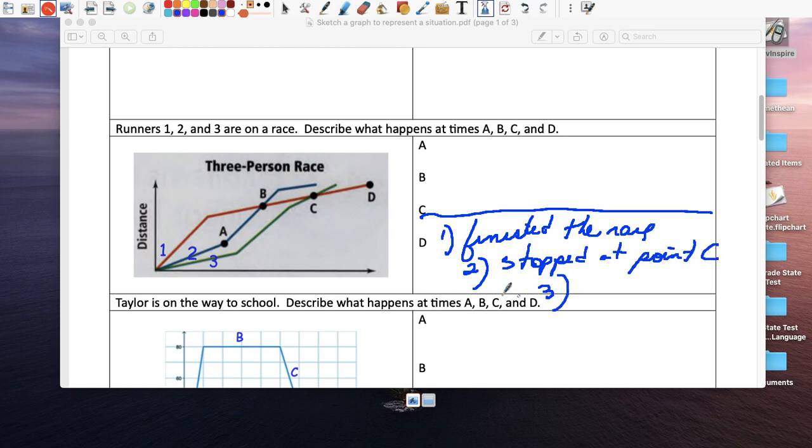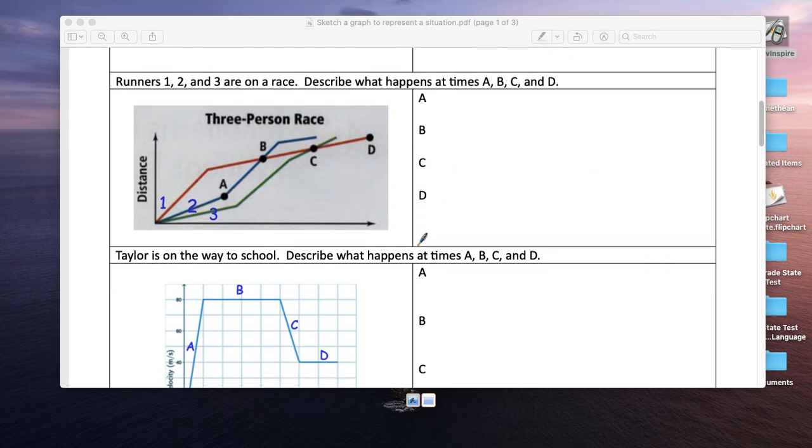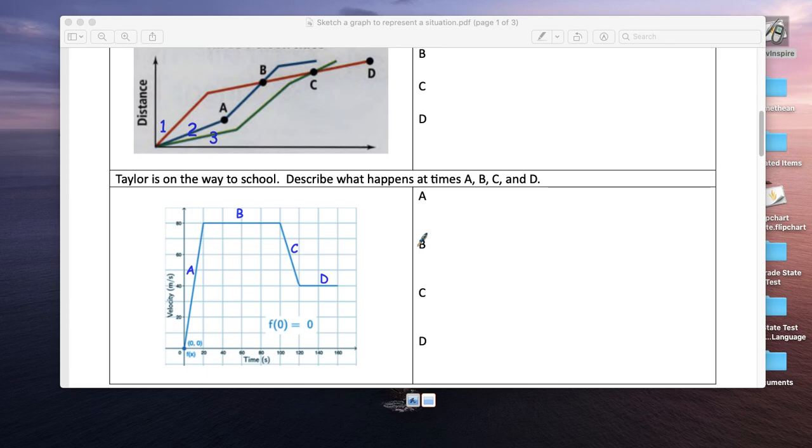And runner 3, what happened to runner 3? Runner 3, he was over here, so if you looked from C to D, from C he continued a little bit more, and stopped. Maybe he just got really tired. Okay. Don't go too crazy over this. It's just as long as you understand that it's increasing or decreasing.